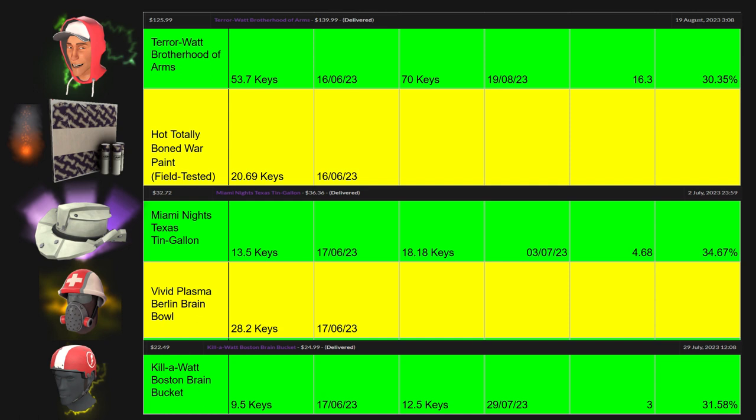Vivid Plasma Berlin Brain Ball. I actually got traded this as a downgrade. Vivid Plasma is decent, but is often inflated. The hat looks very good, but is a mercenary grade from the Tough Break collection, which makes it very inflated. Kilowatt Boston Brain Bucket. Very cheap unusual for Scout. Decent profit and decent speed. It must have appealed to someone on a budget.